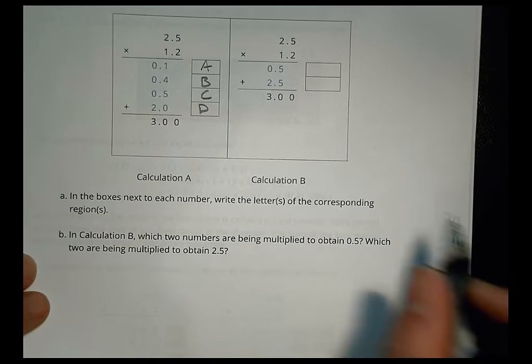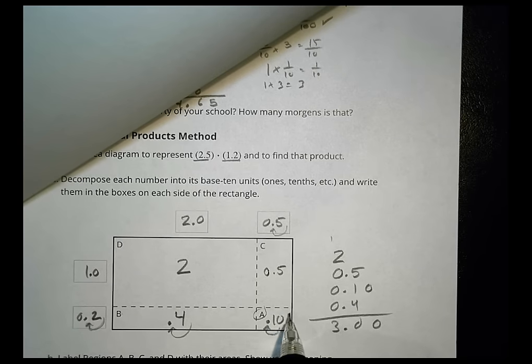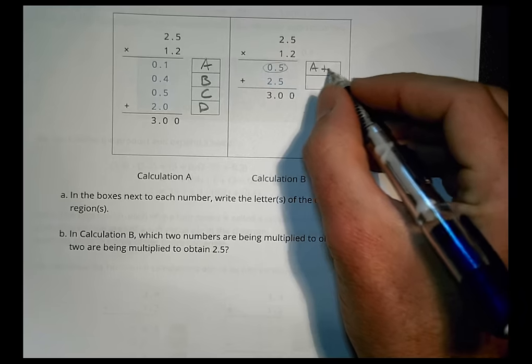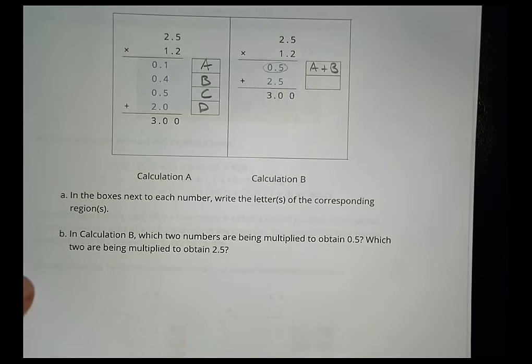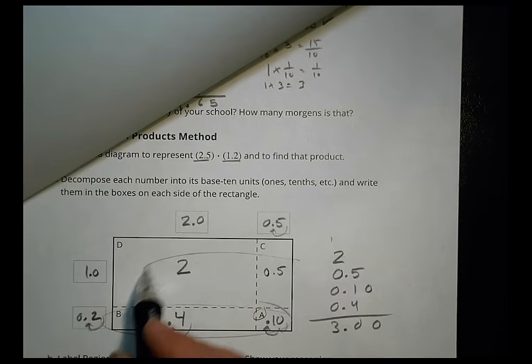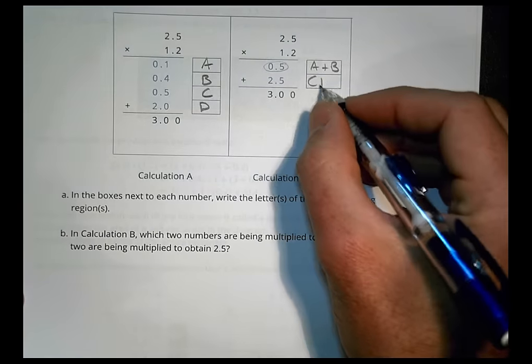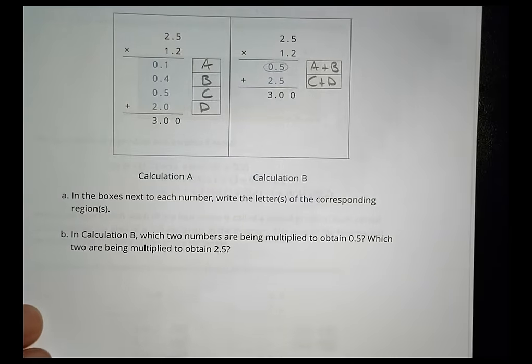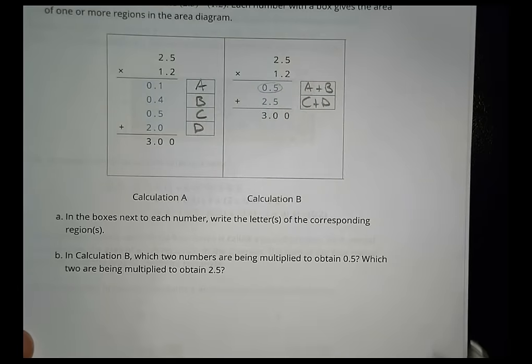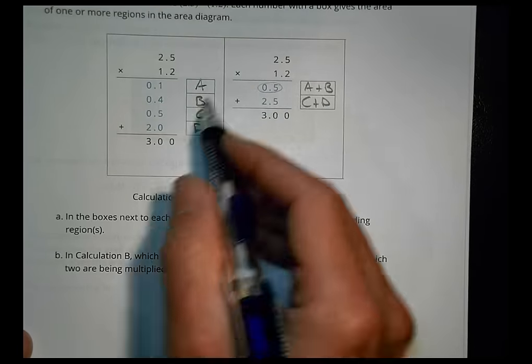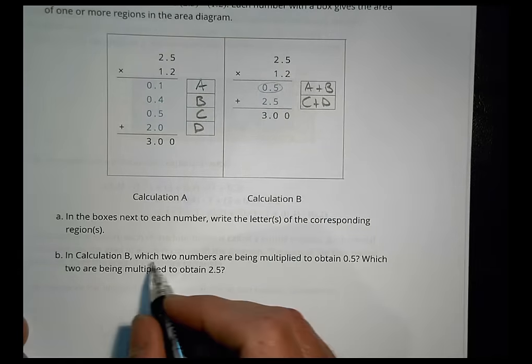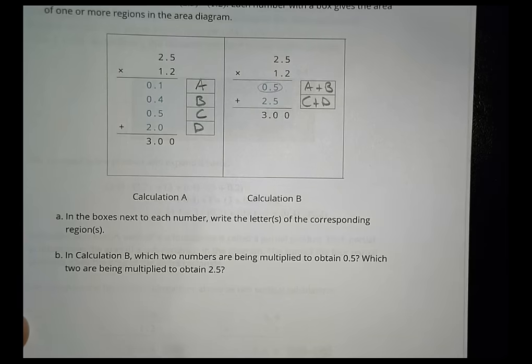So where do you find the 1.2 region at? Well, 1.2 is going to be when you combine A and B together. So A plus B. And the 2.5 is going to show up when you add C and D together. C plus D right there. Okay, so those are the letters that correspond to the regions here. In calculation B, which two numbers are there, okay, so we got it all done there. So that's how you end up with that.